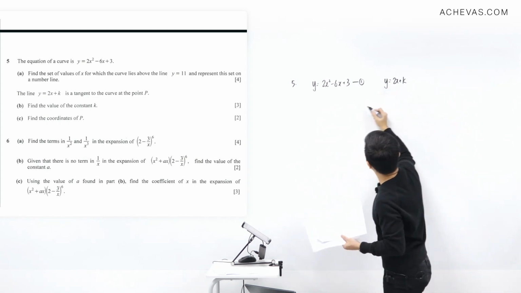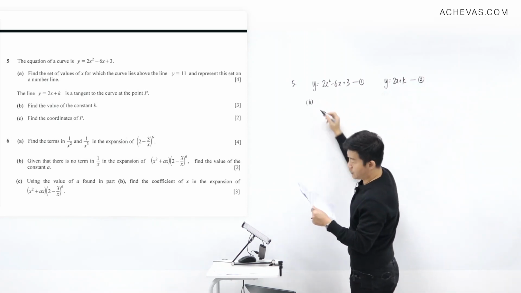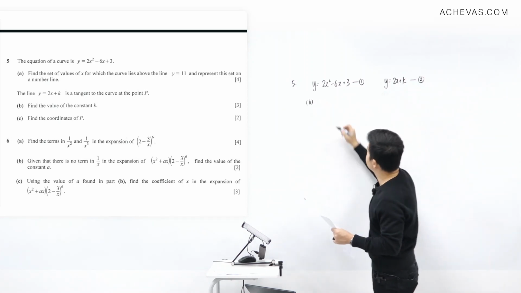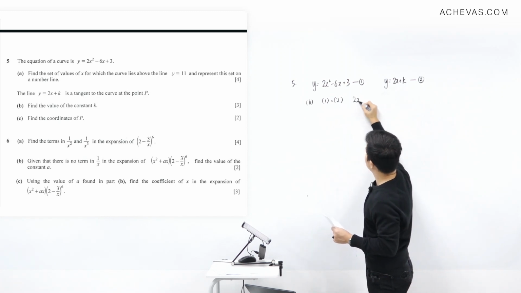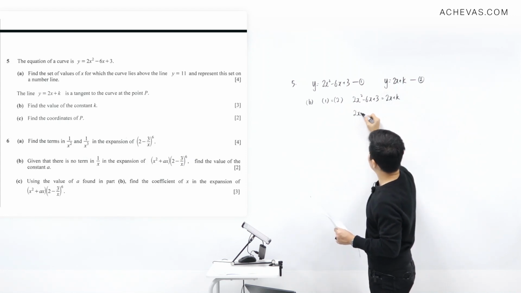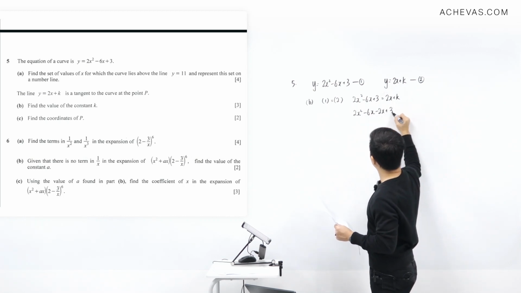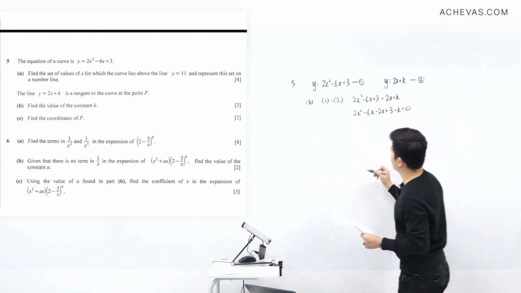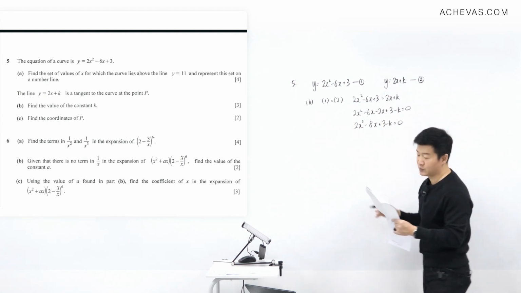I'm going to call this equation number 1 and I'm going to call this equation number 2. So for part B, the first thing that I'm going to do is I'm going to equate equation number 1 to equation number 2. So we have 2x squared minus 6x plus 3. This is equal to 2x plus k. So 2x squared minus 6x minus 2x plus 3 minus k is equal to 0. We have 2x squared minus 8x plus 3 minus k is equal to 0.